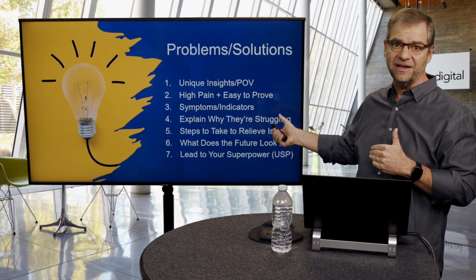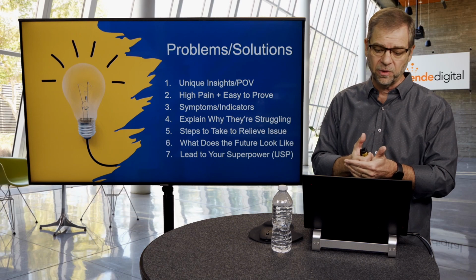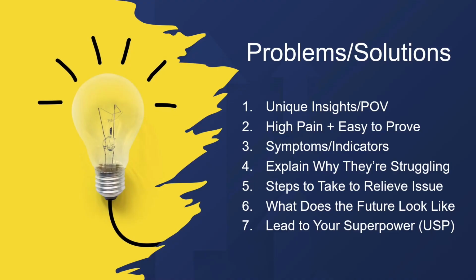And here are 7 things that you should be thinking about building content around or activating your audience with. Number 1, your unique insights and point of view about how to deal with that problem. Number 2, problems that have high pain but are easy to prove that the problem exists. Number 3, what are the symptoms or indicators? Imagine having a big dashboard. What are those yellow and red lights that are pointing out something they may not be aware of that you need to communicate to them? Number 4, you need to explain why they're struggling, because they may be living with a problem and they don't even know what's hitting them.